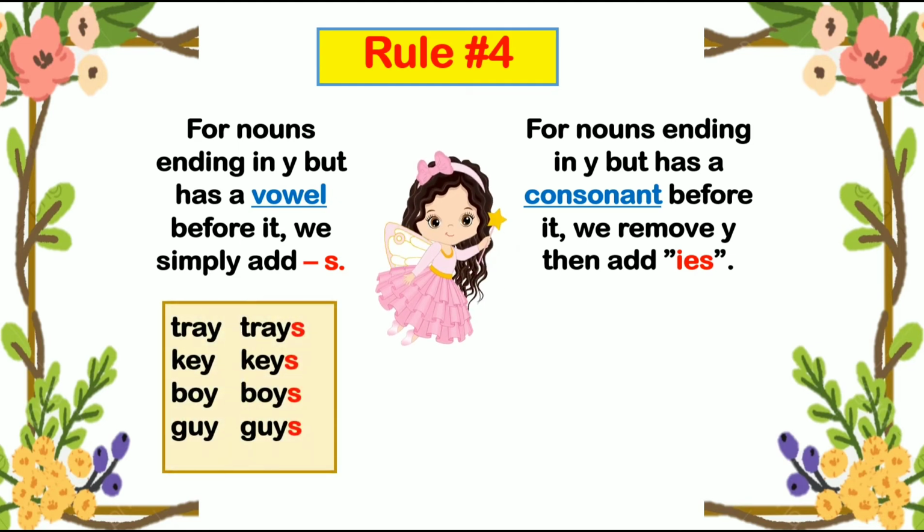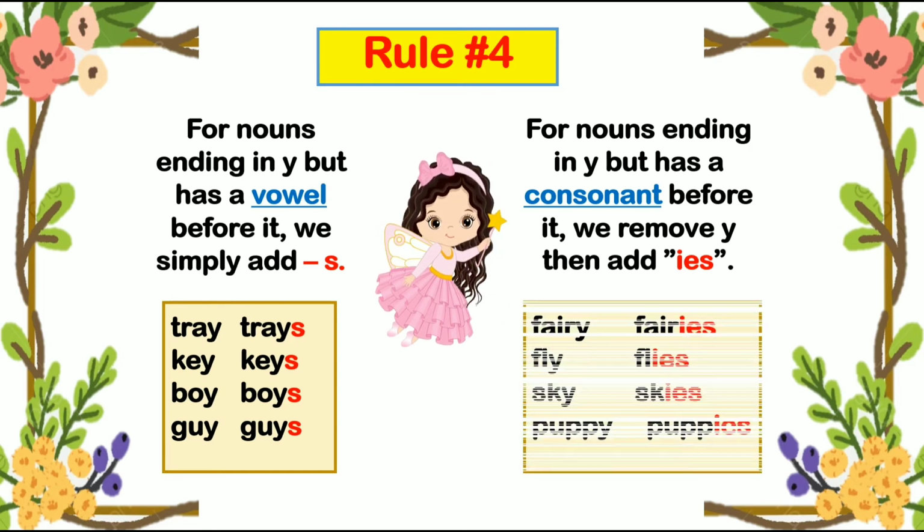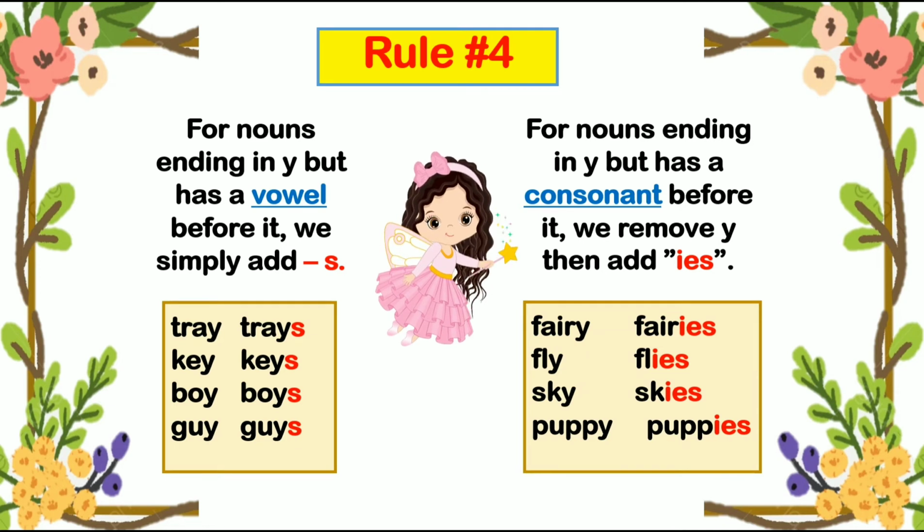First, nouns with a vowel before Y, like tray, key, boy, and guy. Tray, since A is a vowel before Y, we simply added S. Same with key, becoming keys, boy, boys, guy, guys. But it's different if the noun ends with Y but has a consonant before Y, because we have to remove Y before adding IES. Example, fairy, removing the Y becomes fairies. Fly, flies. Sky, skies. Puppy, puppies.